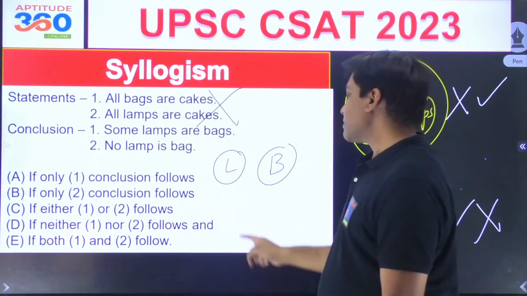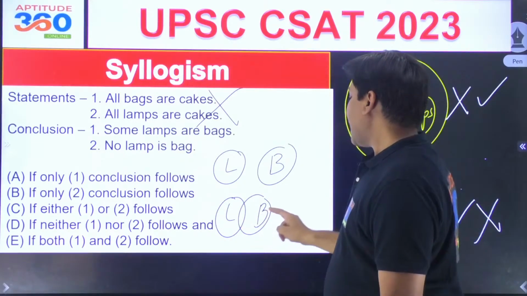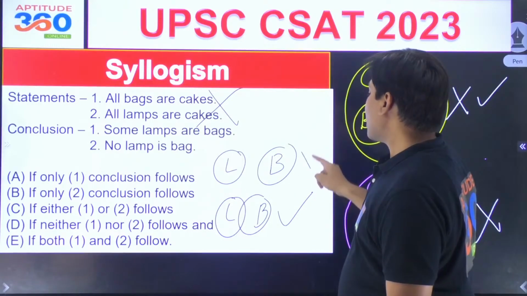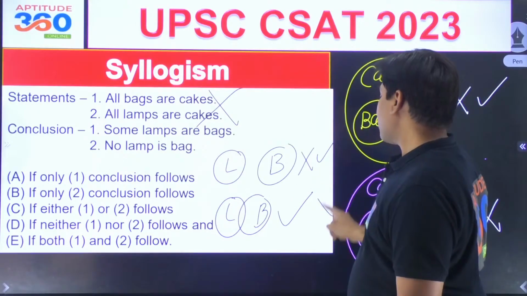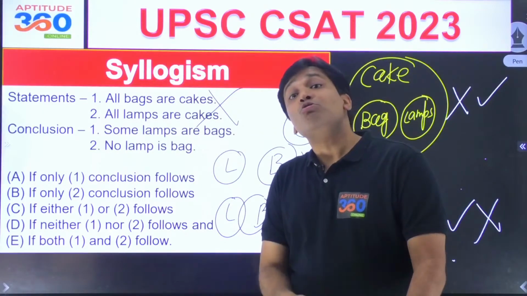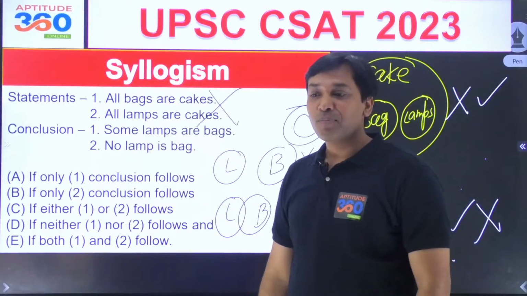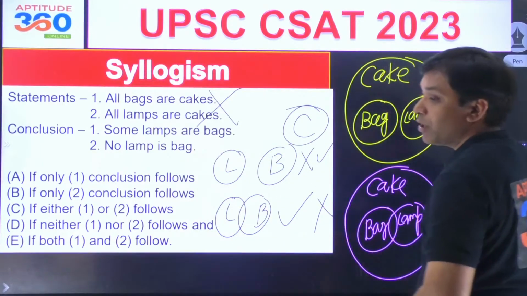Some lamps are bags and no lamp is bag. या तो ये सही होगा, जब ये सही होगा तो ये गलत हो गया, जब ये सही होगा तो ये गलत हो गया. What is the answer? My C option is the right answer. Even though you do not look at your statements, still you can get your answers, right? So you have got to be very, very mindful about it.